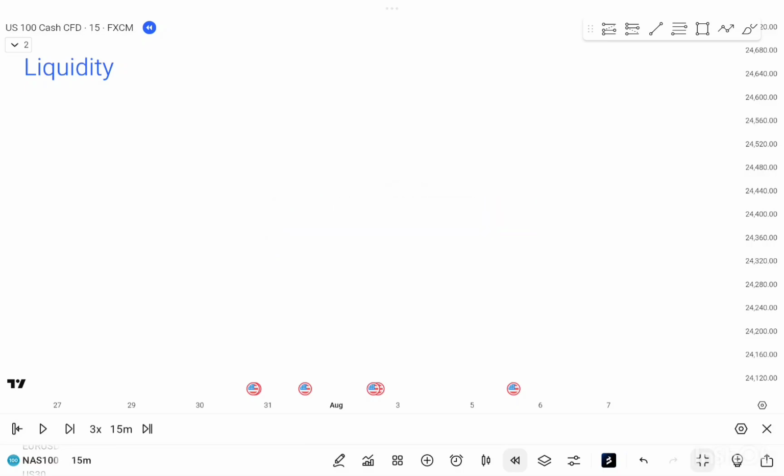And today I'll be talking about liquidity. So without further ado, let's get to it. Basically, liquidity is all about understanding what drives the market, what fuels the market. So I'm going to be using this simple example to explain what liquidity means.